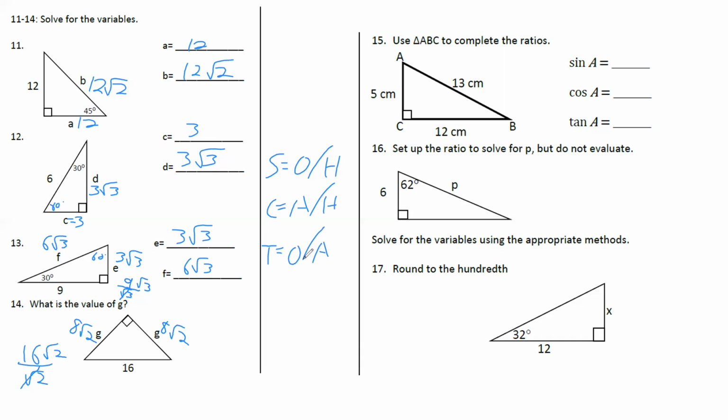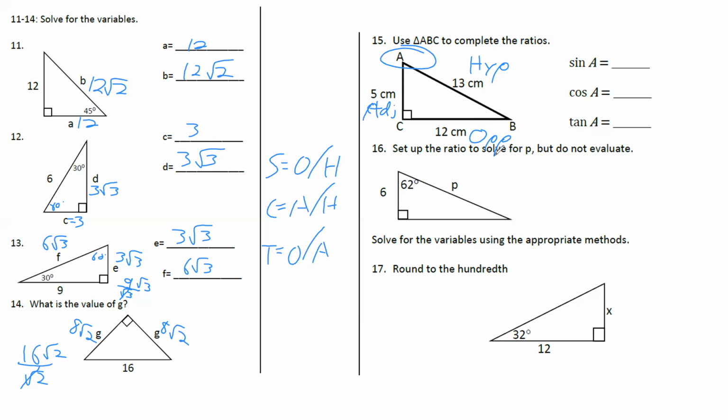Now, on number 15, we are looking at angle A in each of these. So angle A is here. Since angle A is there, we are going to use A for every single one of these. And we need to label all the different parts. 13 is my hypotenuse. 5 is my adjacent. And 12 is my opposite. So I have hypotenuse, adjacent, and opposite.